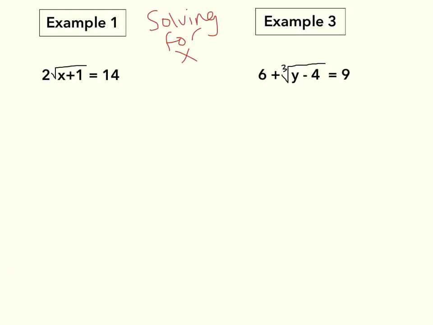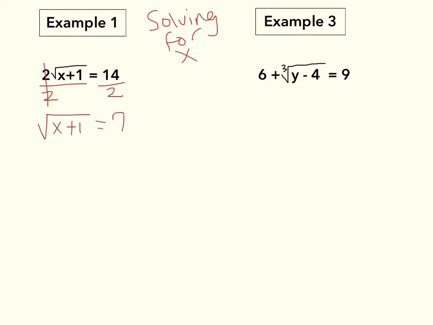So step 1, it says isolate the radical. What that means is you want to get this radical, in this case that square root, all by itself. So that means we got to get rid of this 2. So you would divide both sides by 2, and this cancels, and you're left with square root of x plus 1 equals 7.